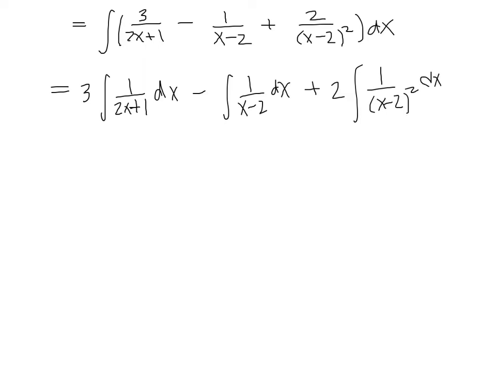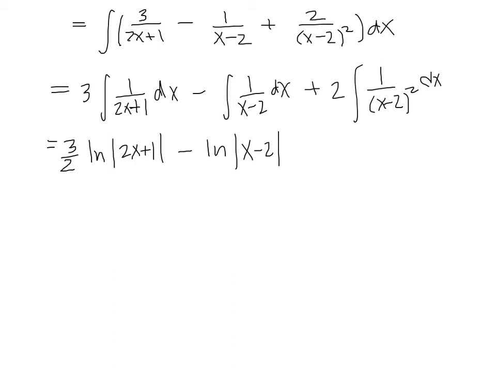So, first one, when we antidifferentiate, we'll get 1/2 ln absolute value of 2x plus 1, multiplying by 3 gives us 3/2 ln absolute value 2x plus 1, minus ln absolute value x minus 2. And don't get all excited and think everything integrates to ln. So this x minus 2 in the last integral is raised to a power of 2 in the denominator. You only have a natural log if you have 1 over an x to the first power.